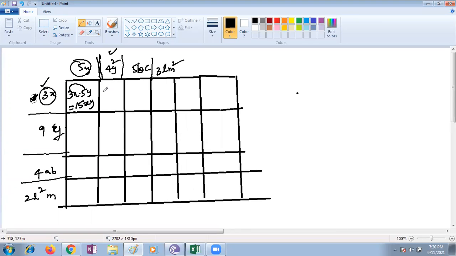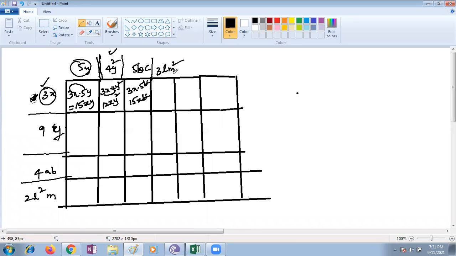The second question goes to Nityasri. 3x into 4y square, very good. 12xy square. Good. Next, Bhavya. 3x into 5bc. 15xbc. Very good. There is no combination, right?